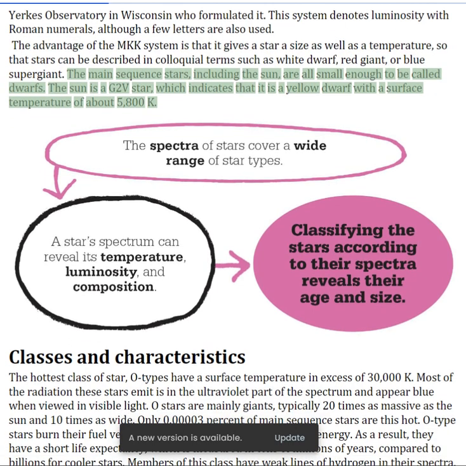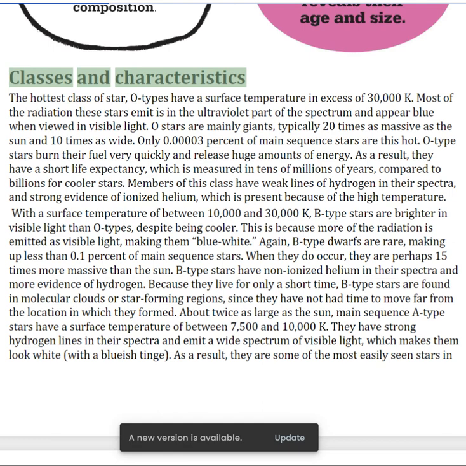The main sequence stars, including the Sun, are all small enough to be called dwarfs. The Sun is a G2V star, which indicates that it is a yellow dwarf with a surface temperature of about 5,800 K. Classes and characteristics.